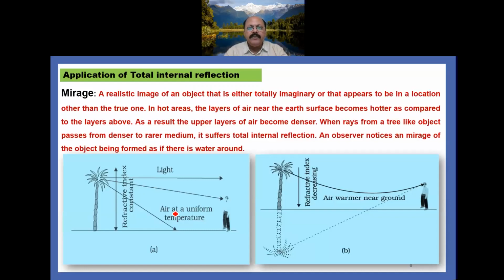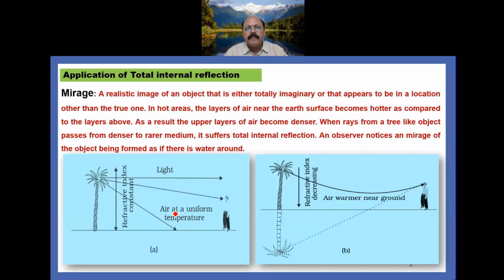for a tree and an observer. So what happens during the summer days: the air is hot near the surface of the earth, so that's why it becomes lighter, so its density is less. Whereas at the upper layer, air becomes cooler, so its density is more, so that's why the medium is denser. So when the ray of light travels from the top of the tree, the refractive index starts decreasing since it is moving from denser to rarer.